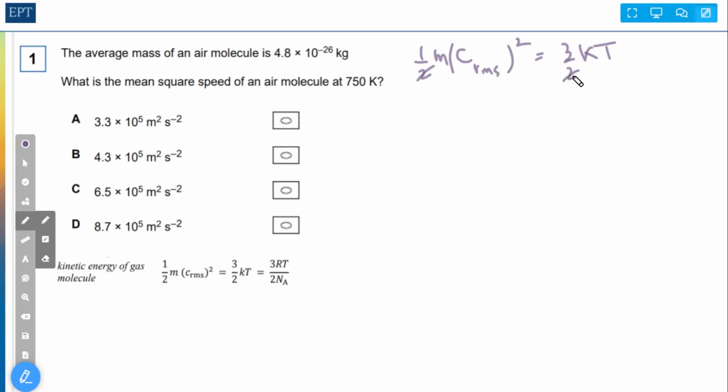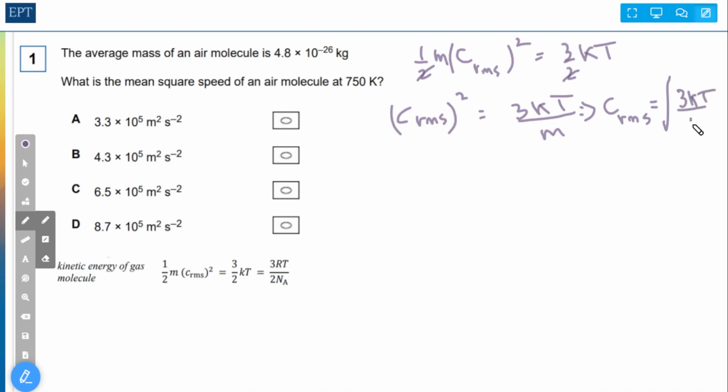So do some algebra on this, cancel out the 2's and rearrange to get c_rms squared equals 3kT over m. And that therefore means that c_rms, root mean square speed, is equal to the square root of 3kT over m.